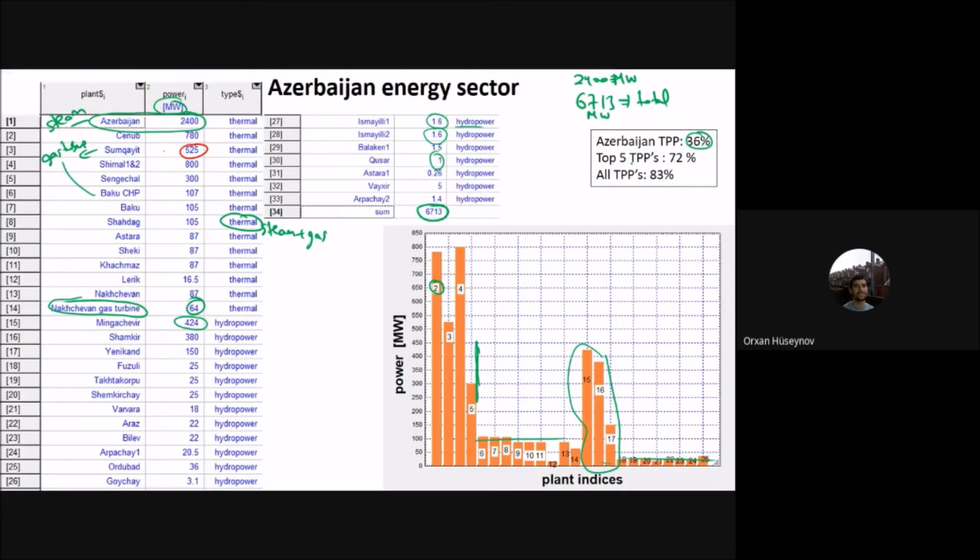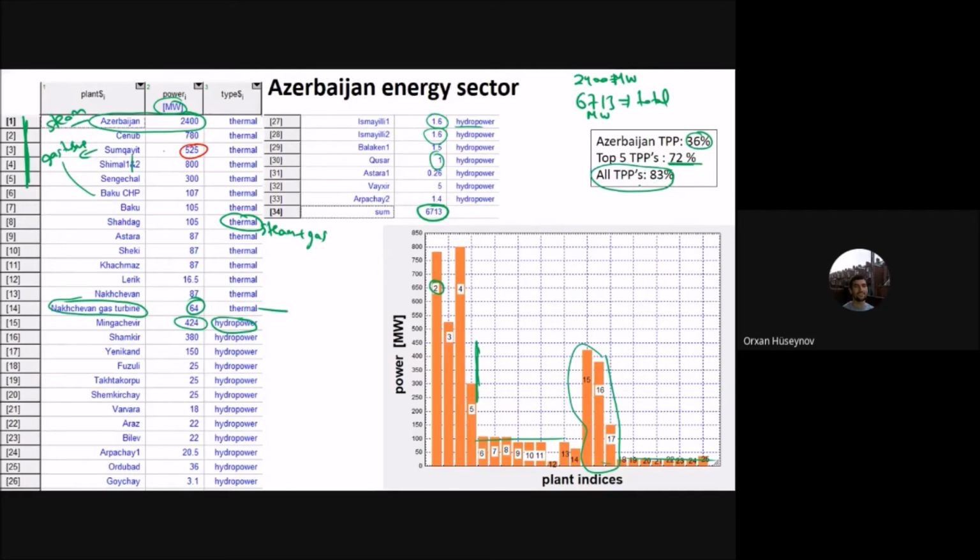And if you add the top 5, from 1 to 5, here Shimal 1 and Shimal 2 are separate, but they are governed from the same center. Therefore, I've written them as one power plant, but you should know that this one is different and that one is different. So the first one, the Azerbaijan power plant, makes 36% of the overall power generated in Azerbaijan. The top 5 TPPs, thermal power plants, make 72%. And all of the thermal power plants, from 1 to 14, make 83%.